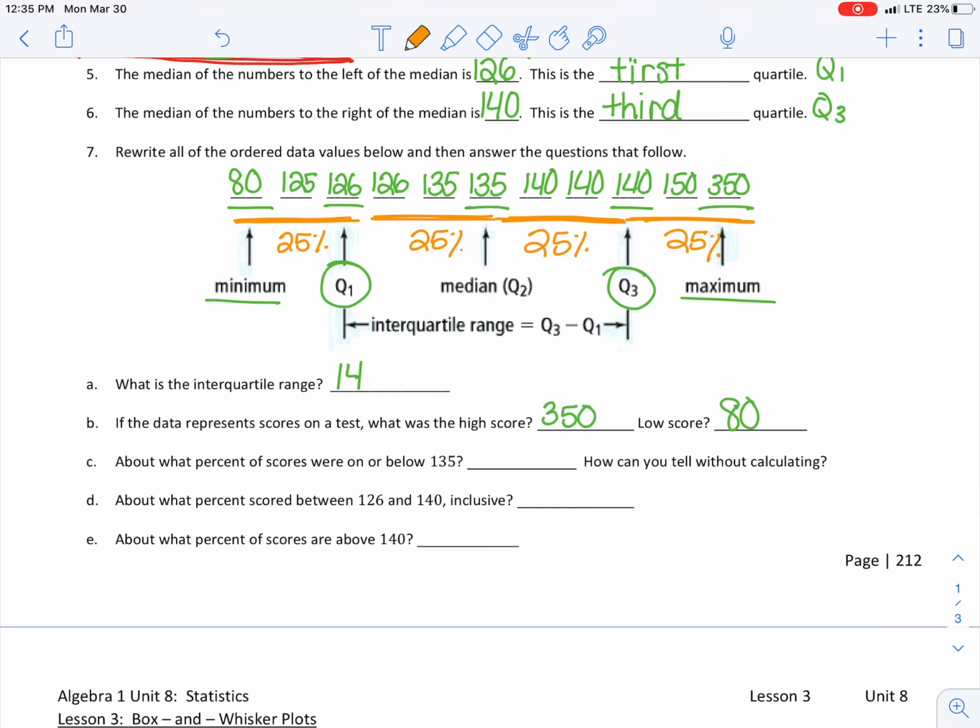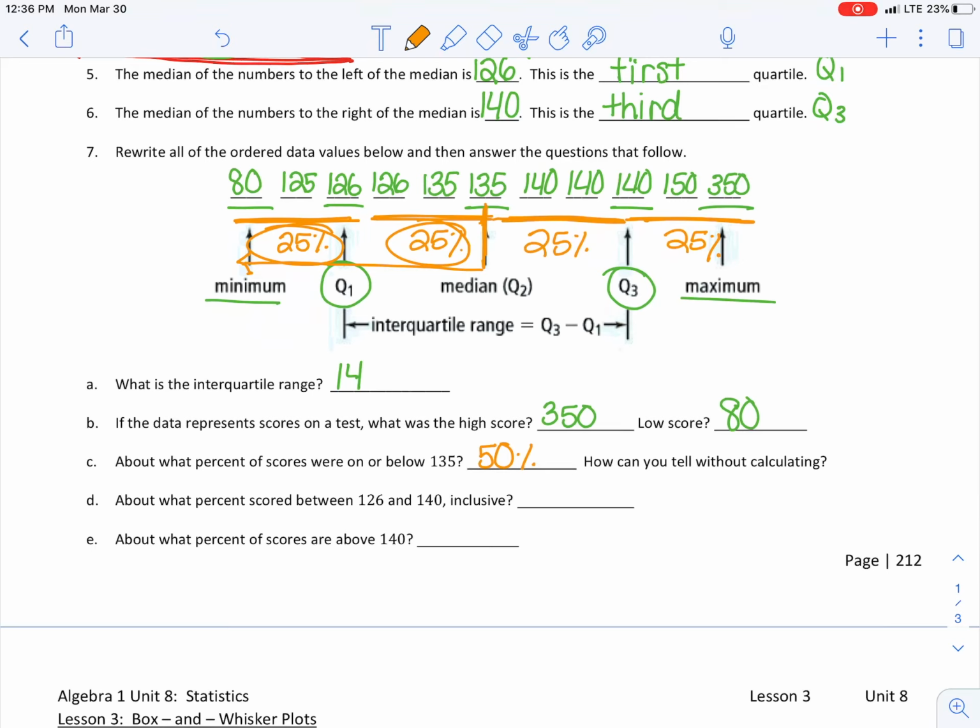So it says about what percent of scores were on or below 135. So we're looking right here, and it says "or below," so we're looking there and then to the left. If you look, we have 25% here and 25% here. So 50% of our data is at 135 or below.